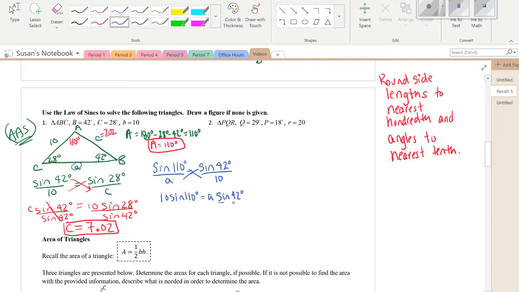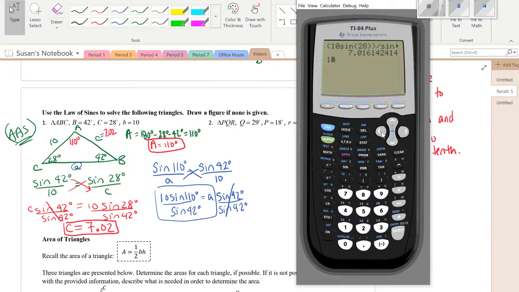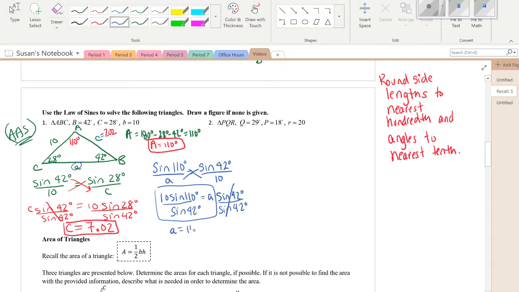Divide both sides by the sine of 42 degrees. That cancels out, so now I'm left with solving for A right here. Now I just need to get my calculator out to solve. So we have 10 times the sine of 110 divided by the sine of 42. That gives me 14.04. So side length A is equal to 14.04.